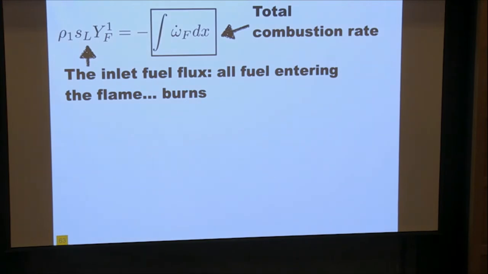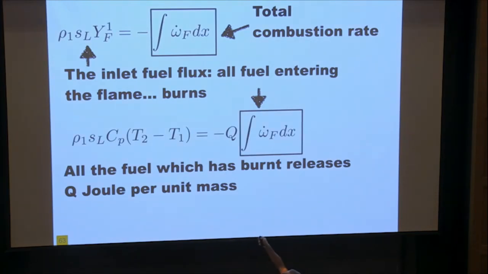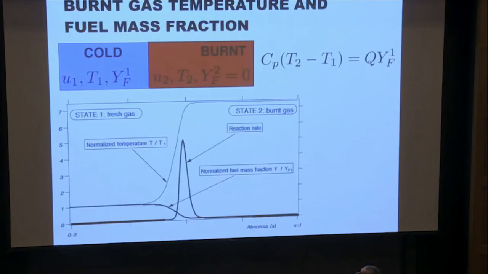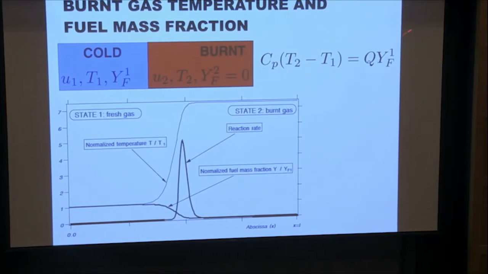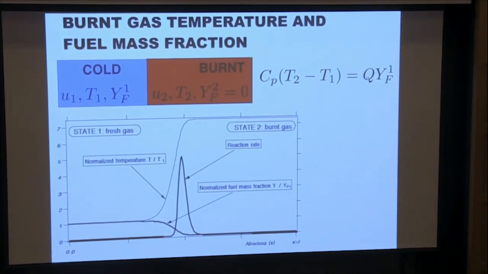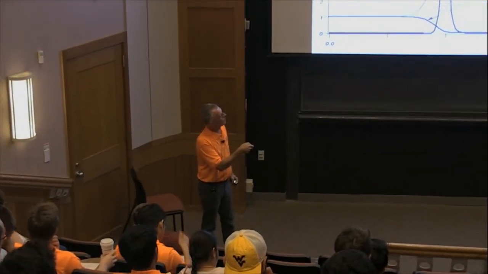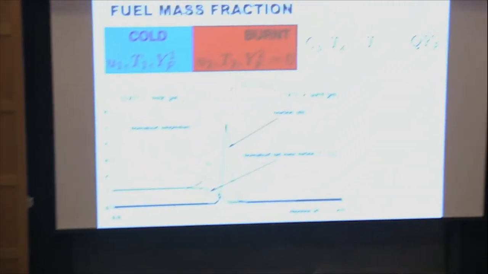So this is what this equation is telling us, that all the fuel entering our box burns in the box. And then you see that once it has burnt, it has generated this heat here, minus Q multiplied by this quantity. And where does this heat go? Well, it goes into the gas. This is what creates the increase of temperature. So if you eliminate the total reaction rate between these two equations, we find that Cp (T2 minus T1) equals Q YF1. That's the baseline equation for the adiabatic flame temperature. The elevation of temperature is due to the fuel which is burned. And that's also showing you that in those flames, you are exchanging fuel with its Q value for heat. So this is what's happening between the two sides.